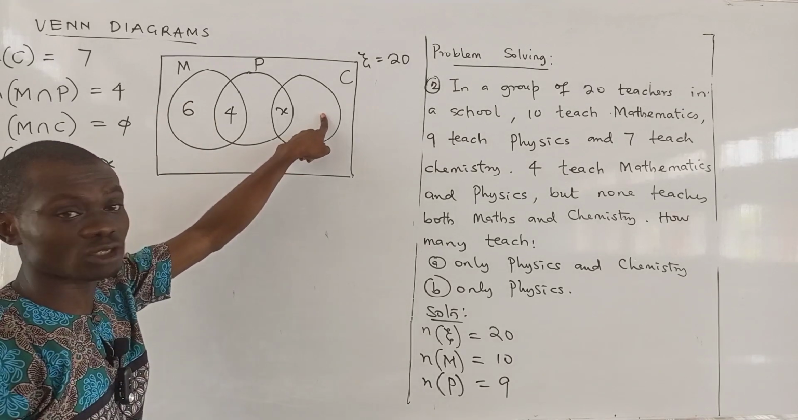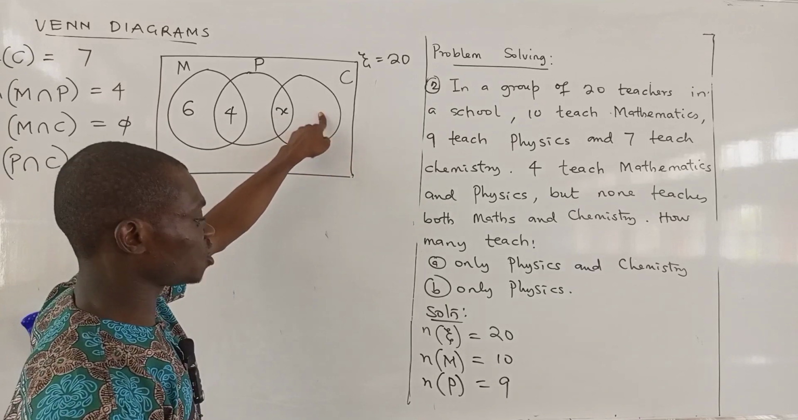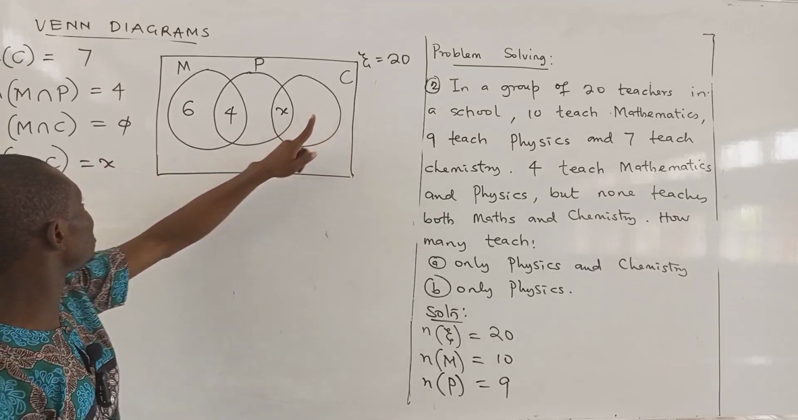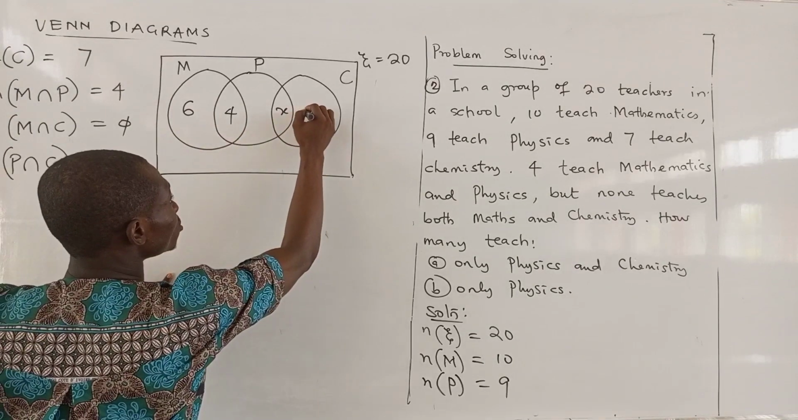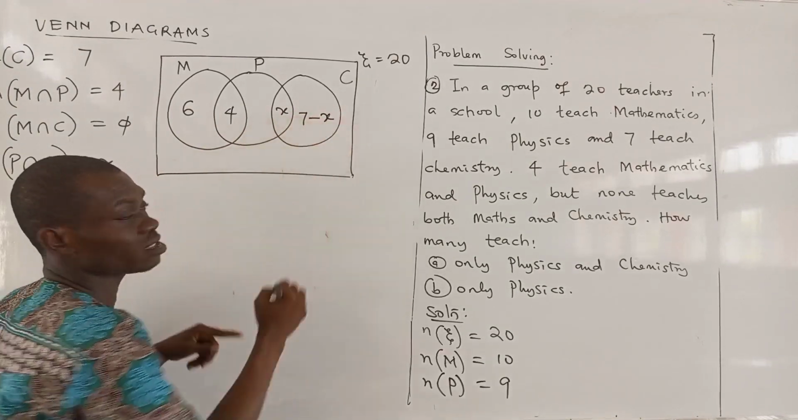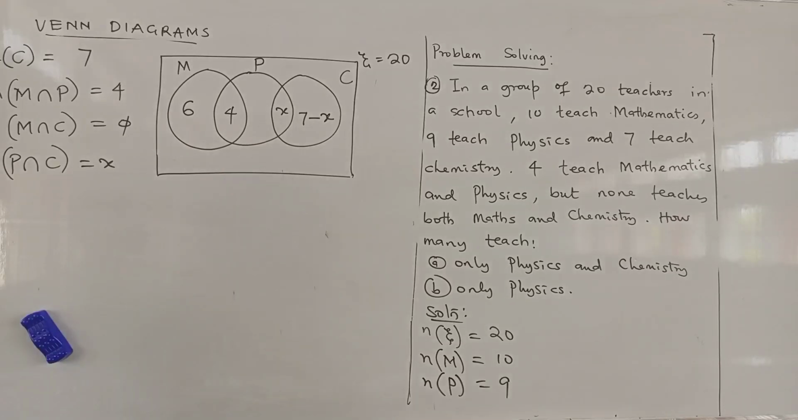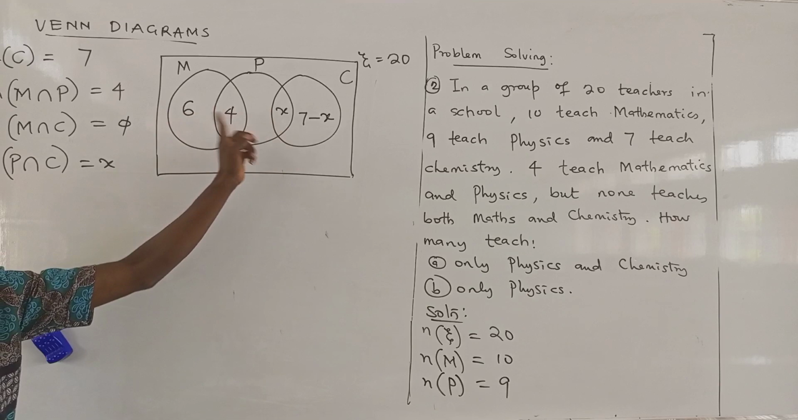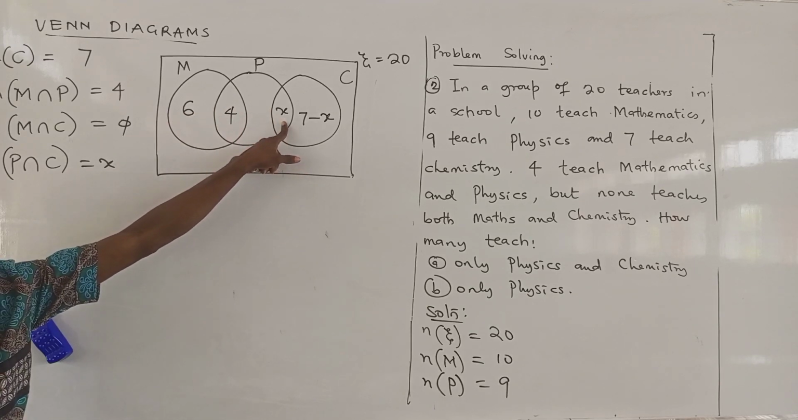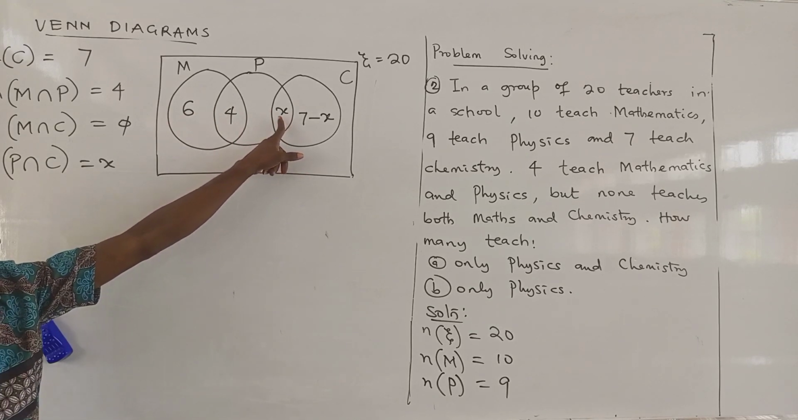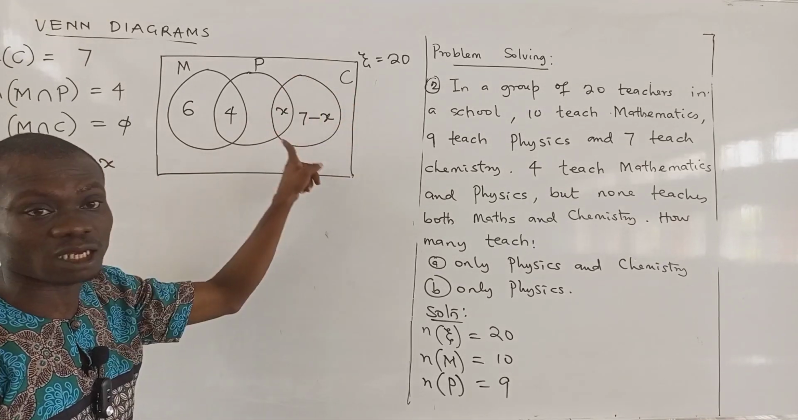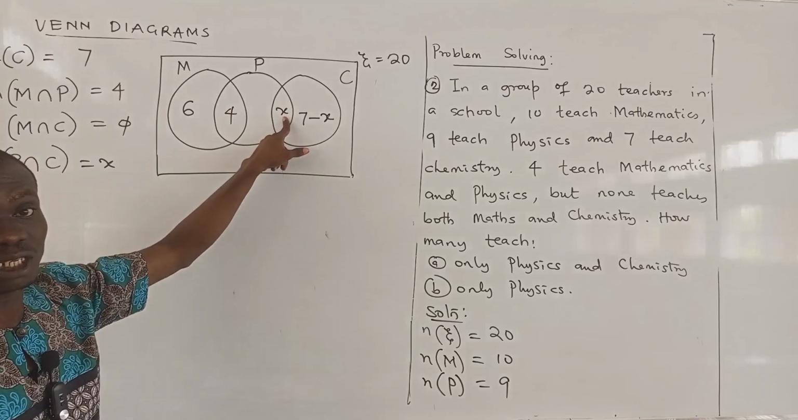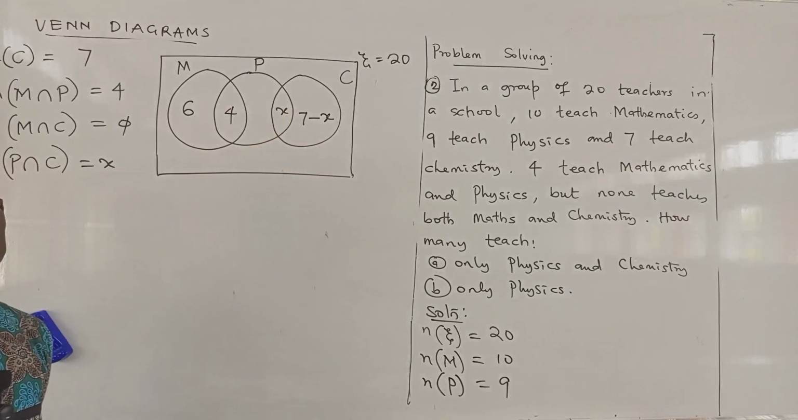Now, what am I going to have here? The number of teachers teaching only chemistry, and that is 7 minus this intersection. So we are going to have here 7 minus x. Since I don't know x, I will just represent it as 7 minus x. In the last question, we knew the value of all the intersections, but here we don't know the value of P intersection C. So we'll call it x, and that means the remaining here will be the total in that circle, which is 7, minus this intersection, which is x, and that will give us 7 minus x.